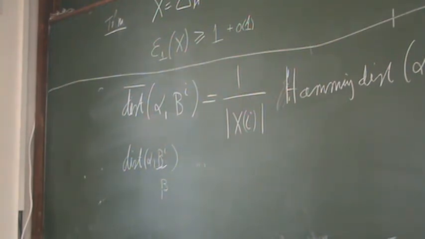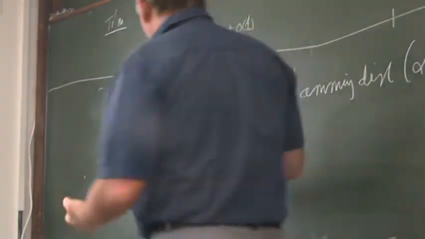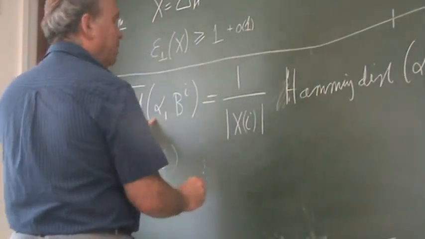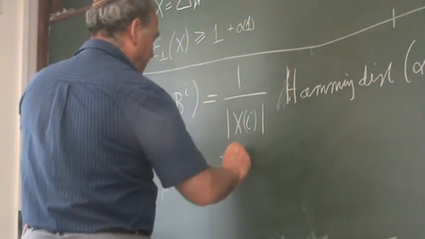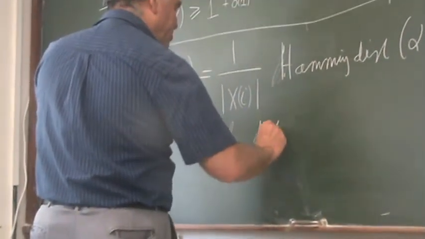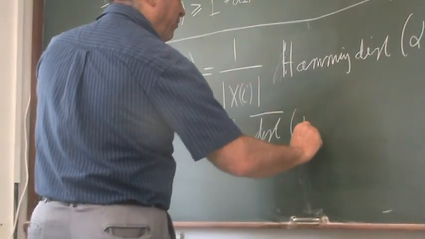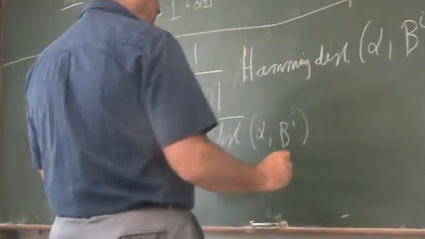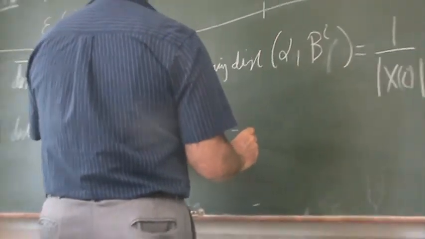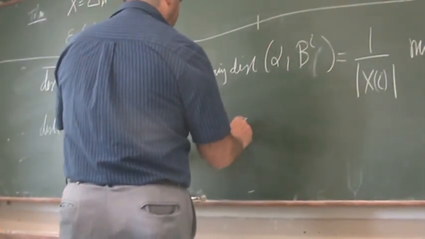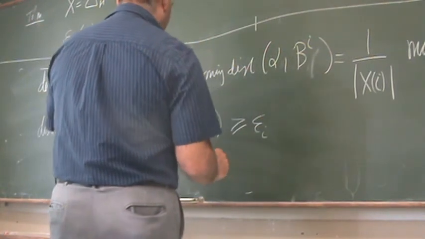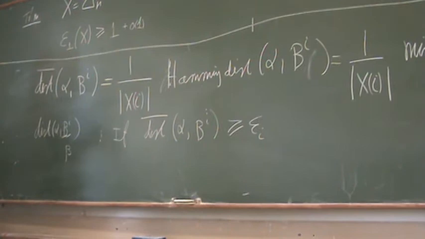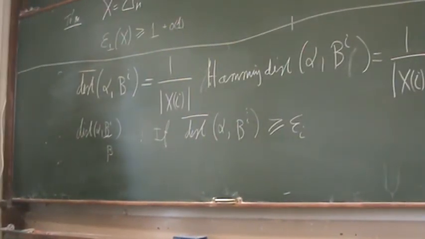So this is basically the end of the proof, because what we get is that if the normalized distance between alpha and Bi is greater or equal epsilon I, right? This is the case because we have expansion. We have epsilon I expansion, right?